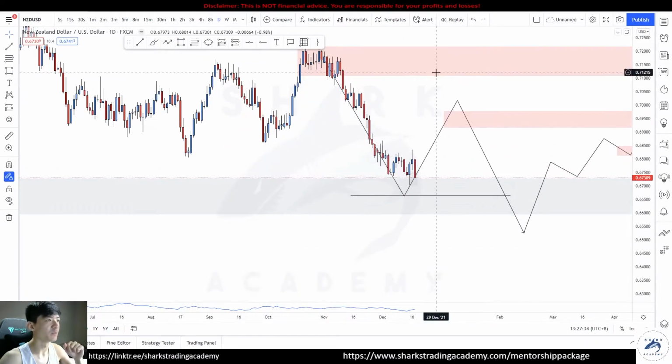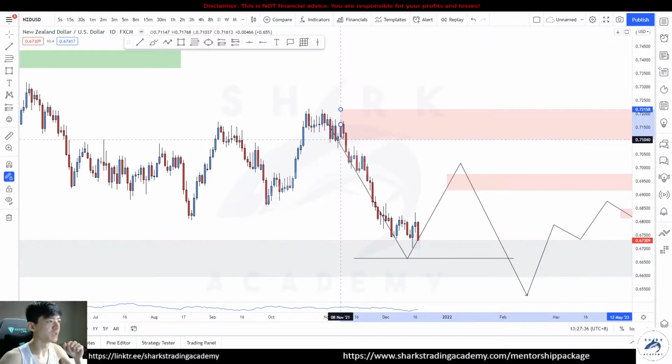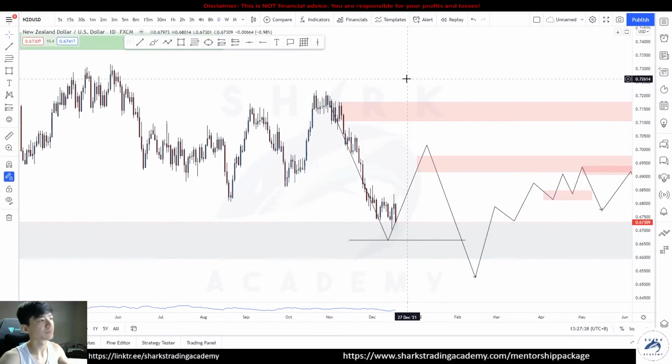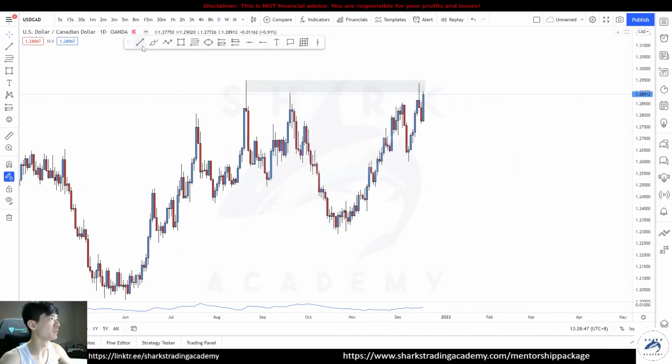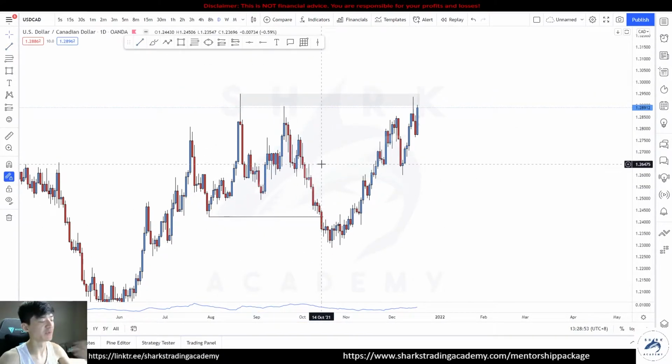The daily, we have this demand zone. So this is definitely valid for sells. Over here, we have the dollar Canadian. So our analysis stays the same. We still have a break of structure here. High, low, high, BOS, right? This means that we are going sell side.